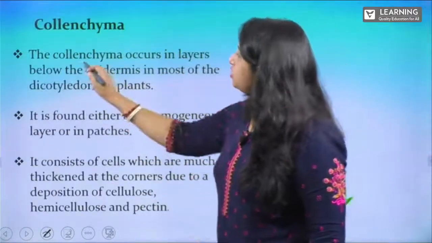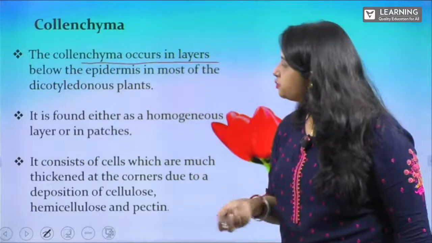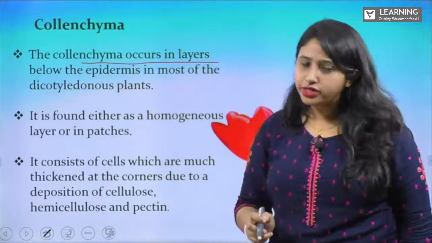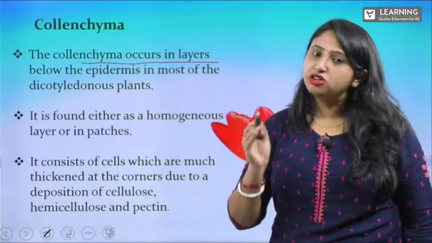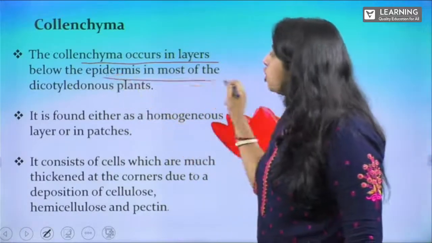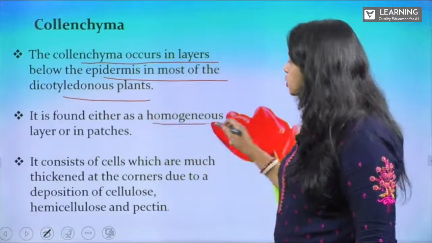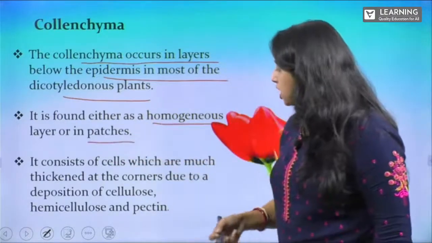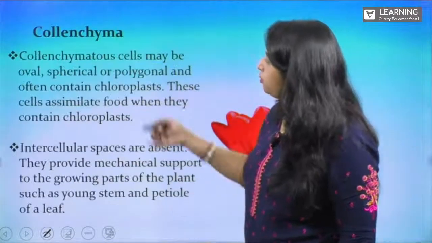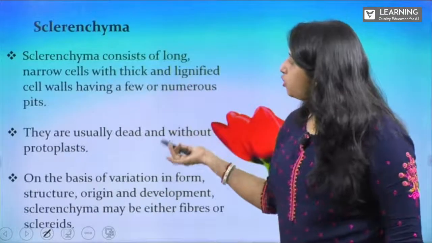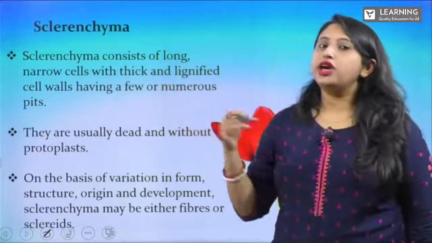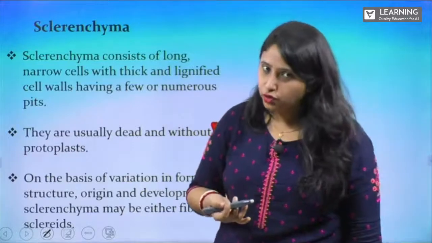Next, collenchyma occurs in layers below the epidermis, as I have already shown, where it occurs just below the epidermis in most of the dicotyledonous plants. It is found either as a homogeneous layer or in patches. So this is all about it. We have already studied these various characteristics of your collenchyma.